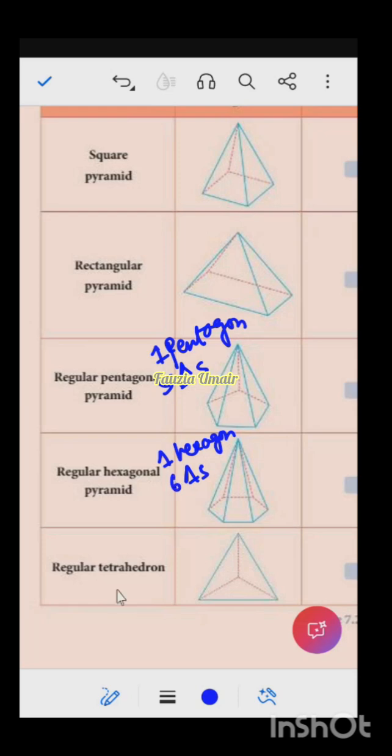So this is a tetrahedron. I was just telling you. How many faces would this have? 4 triangles. The base is also a triangle and there are 3 triangles on the side. So this is called a tetrahedron.